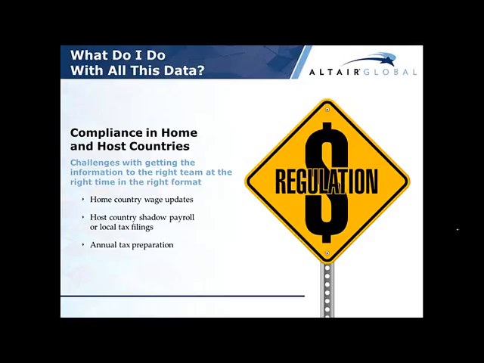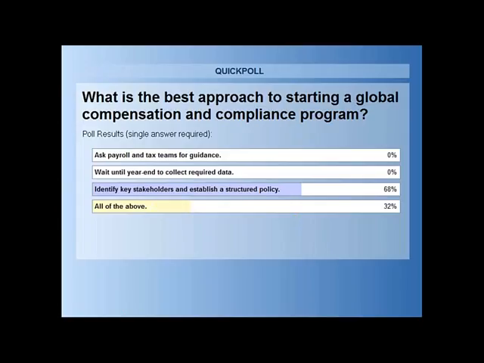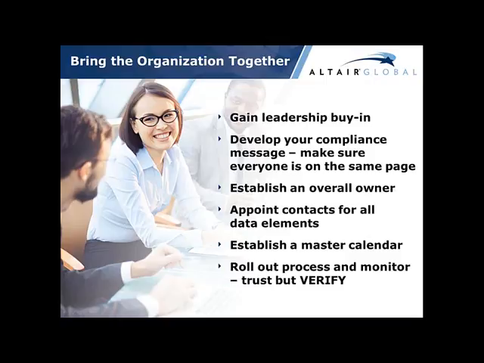Okay, I think we are ready for our third polling question. Alrighty, and this question is, what is the best approach to starting a global compensation and compliance program? A, ask payroll and tax teams for guidance. B, wait until year-end to collect all the required data. C, identify key stakeholders and establish a structured policy. Or D, all of the above. Okay, that's great. Once again, applause to our attendees. The correct answer was C, identify key stakeholders and establish a structured policy. And the majority of our listeners today selected that as the correct answer.